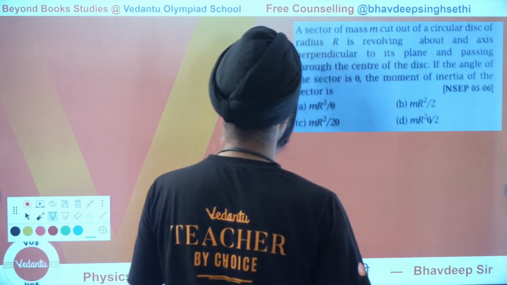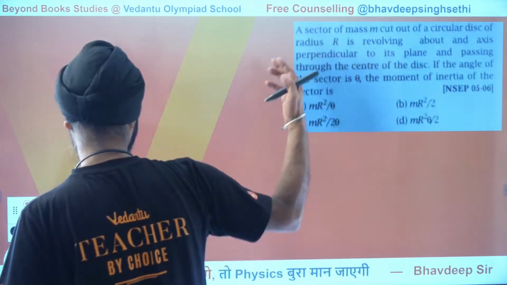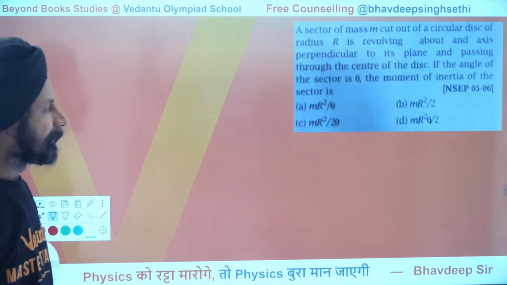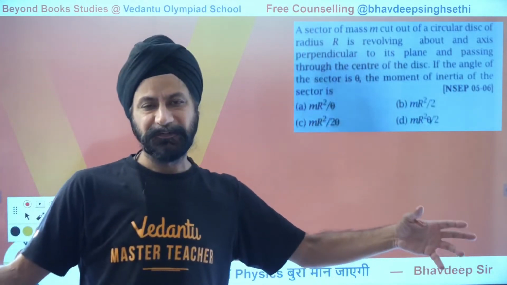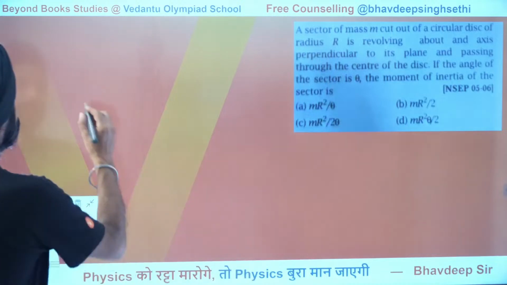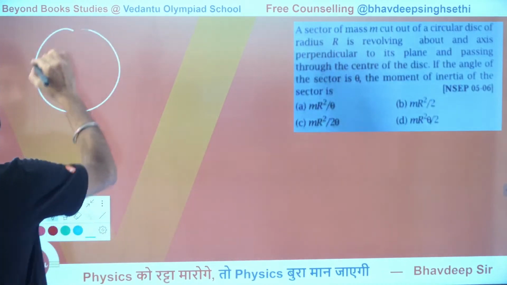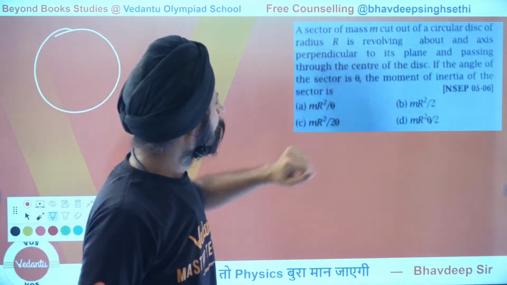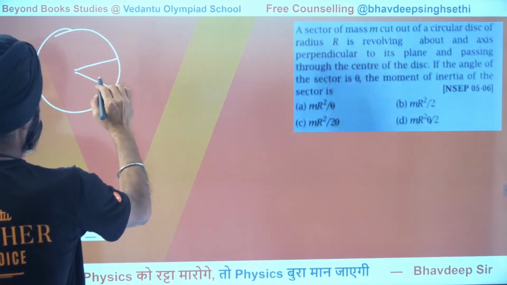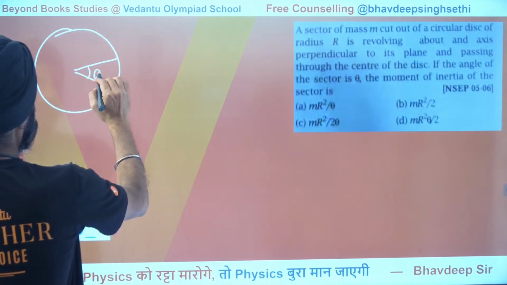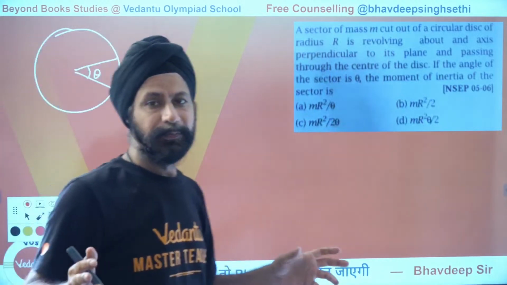If the angle of the sector is theta, the moment of inertia of the sector is... They're giving so much information that I don't need. So let's say you had a disk here. Now from this disk, you cut out theta, and then they're saying the mass of this theta is m. They're saying how much is the moment of inertia of this thing.